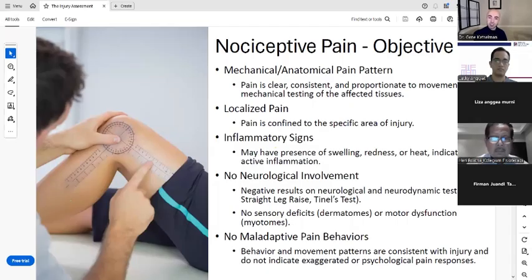They may potentially have inflammatory signs if it's an inflammatory condition or in the inflammatory phase of healing. So they may have the presence of swelling, redness, or heat. There's going to be no neurological involvement. So myotomes, dermatomes, neural tension testing are all normal, and no maladaptive pain behaviors. So behavior and movement patterns are consistent with injury, and they do not indicate exaggerated or psychological pain responses.